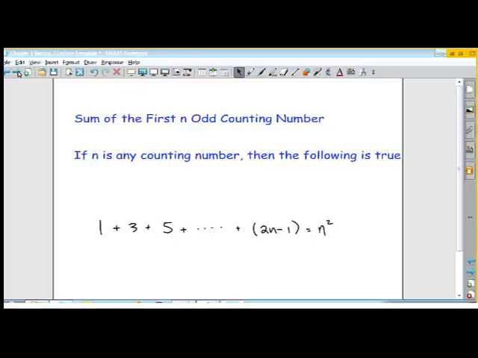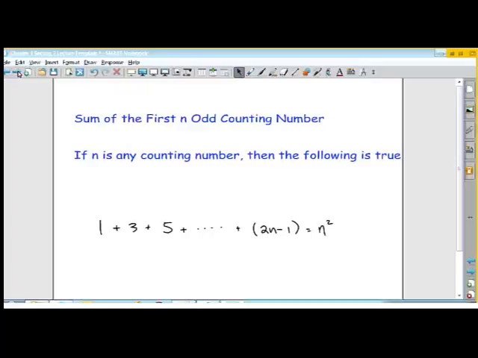So counting numbers are things you can count with your fingers. Okay, so 0 is not a counting number. It only counts when you have a finger sticking in. So 1, 2, 3, 4, 5, 6, 7. Those are counting numbers. So this applies for any counting number. I'll give an example here in a second.